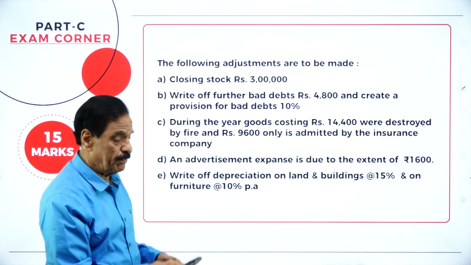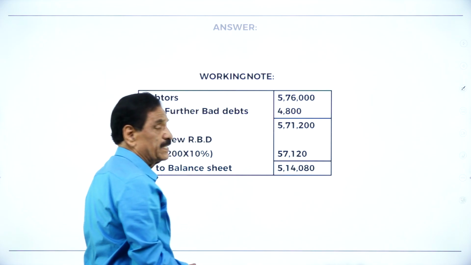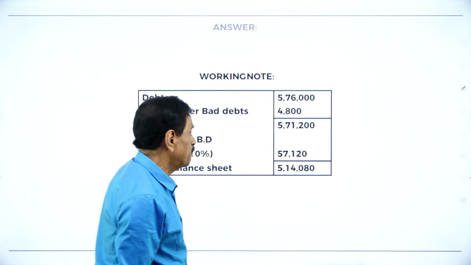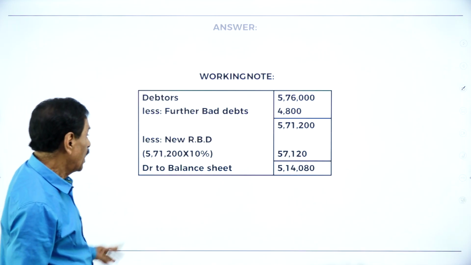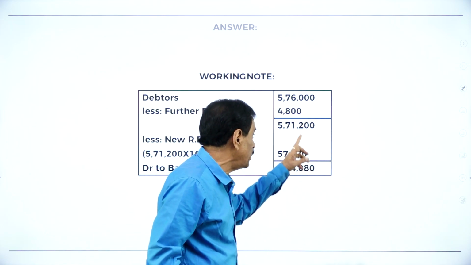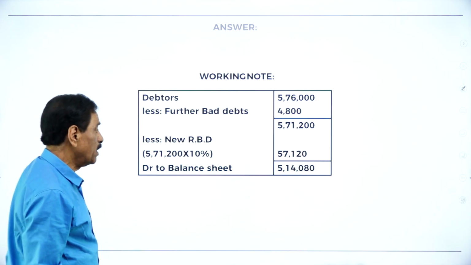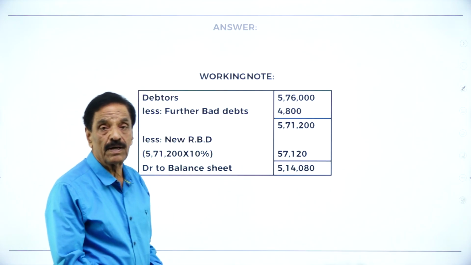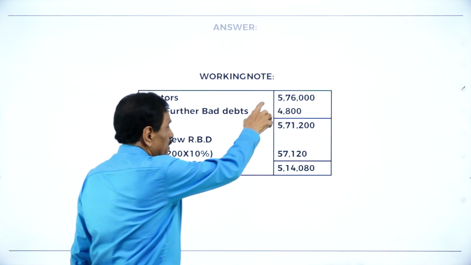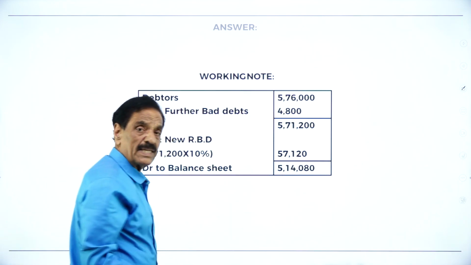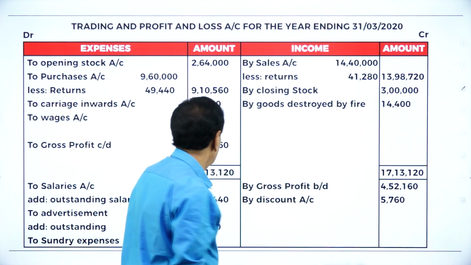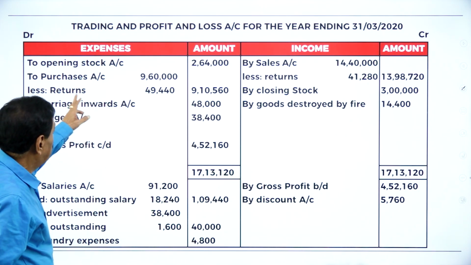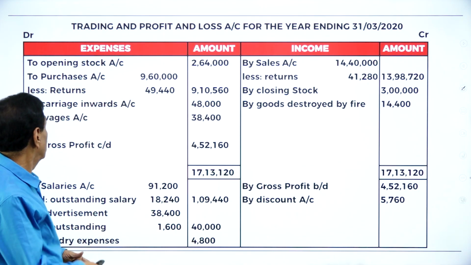We'll move on to the problem format. Debtors as per trial balance are 5,76,000. Out of that, further bad debt of 4,800 should be deducted. The balance is 5,71,200. Ten percent of that is 57,120. If we deduct that, 5,14,080 debtors will appear on the asset side of the balance sheet. This adjustment is debtors minus bad debt in the adjustment minus new RBD. Go to the problem now. It starts with the opening stock of 2,64,000, purchases made 9,60,000, then returns.